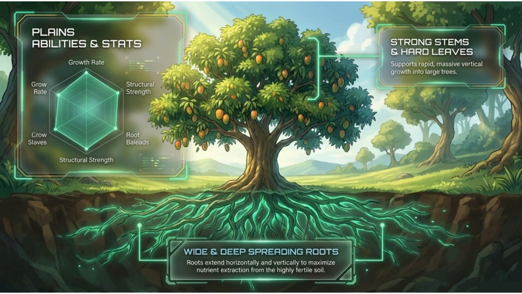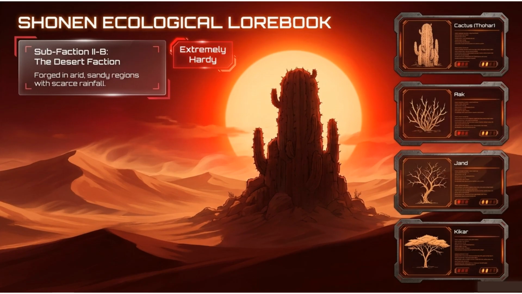Plains plants utilize strong stems and hard leaves for massive vertical growth. Their root systems are wide and deep, maximizing nutrient extraction from the fertile soil. Subfaction 2B is the desert faction.